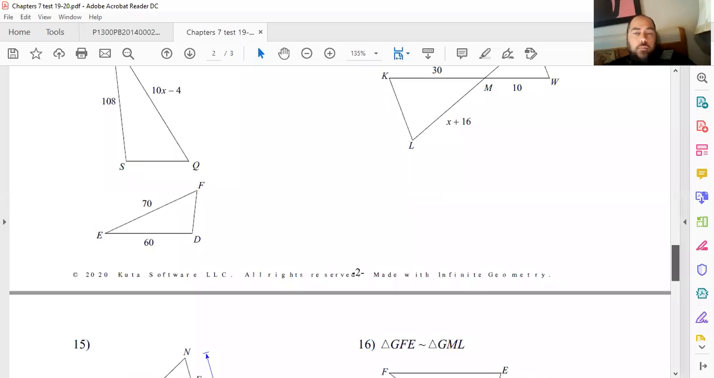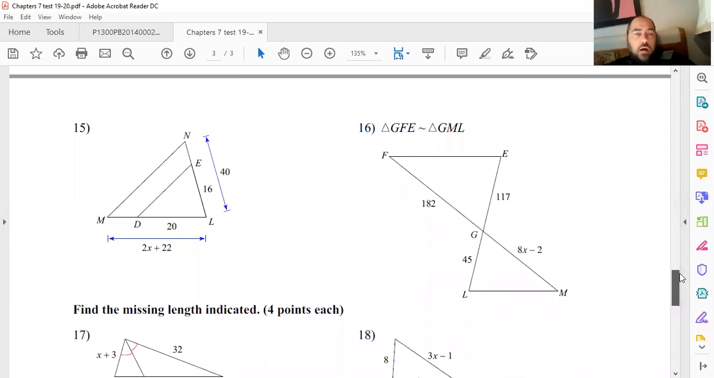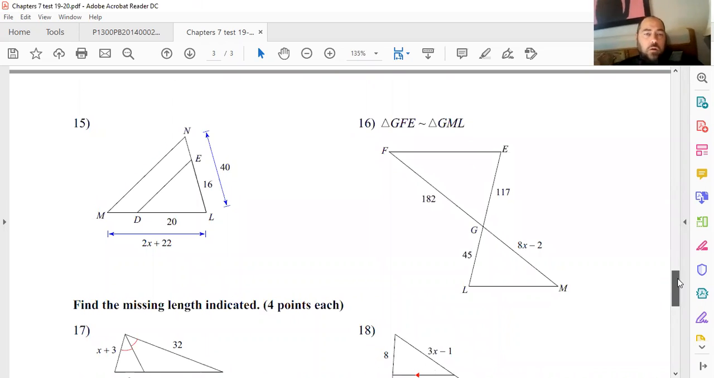More do we have here? No, not too much. Don't know that we're going to get through all of this today.